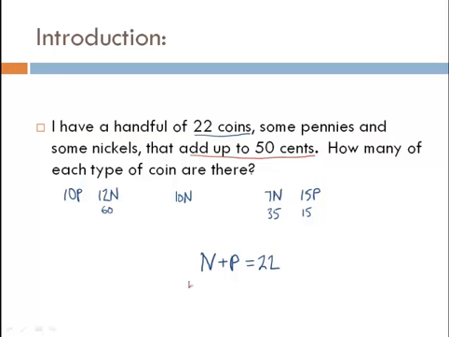We would write 5 times the number of nickels, that is 5 cents per nickel, plus 1 cent for every penny, has to add up to 50. And our goal is to come up with a combination of n and p that makes both of these equations true. That's what a system is, juggling two different equations at once.